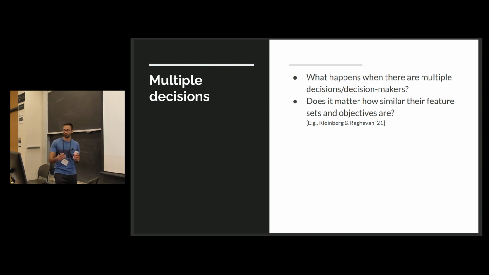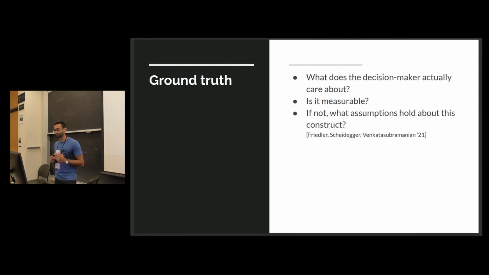If they have access to the same feature sets, if they have very similar objectives, that heterogeneity doesn't actually mean very much. John and I have a paper on these monoculture effects of having multiple correlated decision makers. I think the same questions are valid in this context: if different decision makers are making decisions about me, does it matter how independent they are?